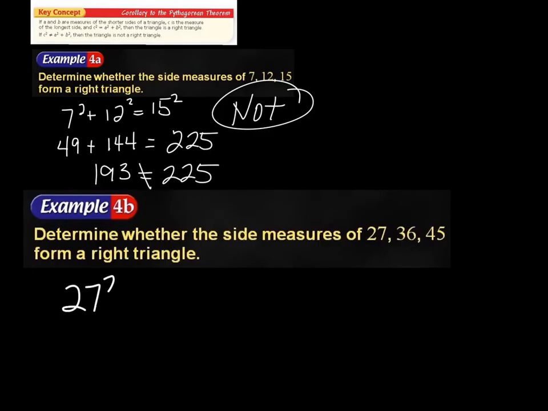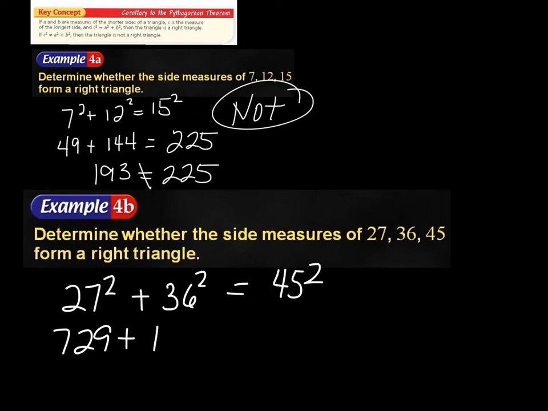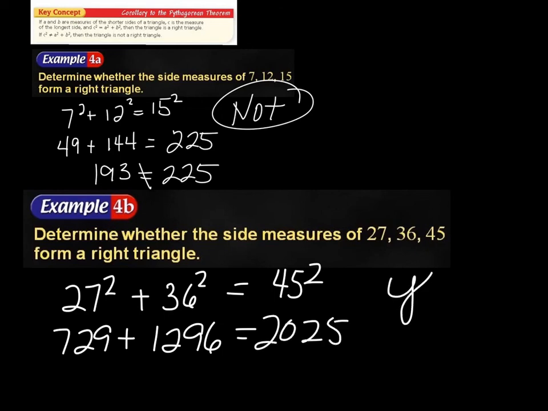So 27 squared plus 36 squared, does it equal 45 squared? Well, using my calculator, I have 729 and 1,296 and 2,025. When I add, sure enough, it does.